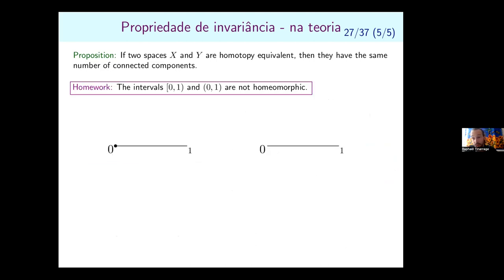I have a question for you for the next lesson in 2 days. I want you to prove that the closed interval, the semi-open interval and the open interval are not homeomorphic, based on these same ideas, using the number of connected components.